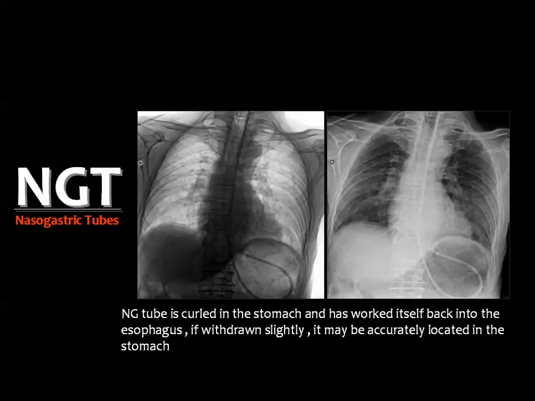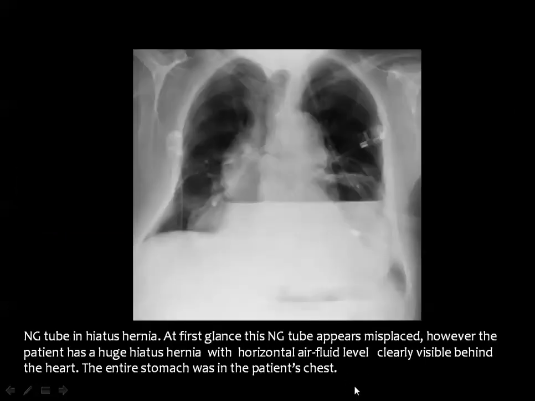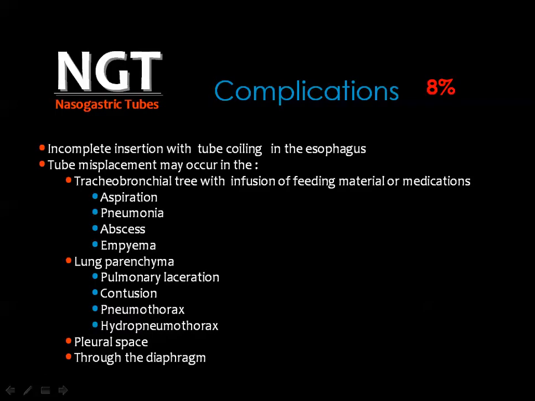Sometimes if you introduce too much of the tube, it will cause some loop in the stomach and go back into the esophagus. And this can be corrected by withdrawal of some of the tube length. Then you got the end in the stomach. And if the patient has a hiatus hernia, you can introduce a very good length of the tube, and the tube is curling or looping inside the hiatus hernia, actually not reaching the stomach.